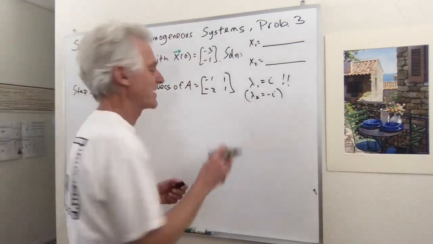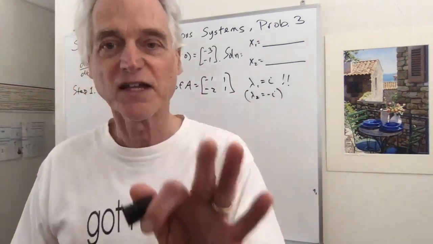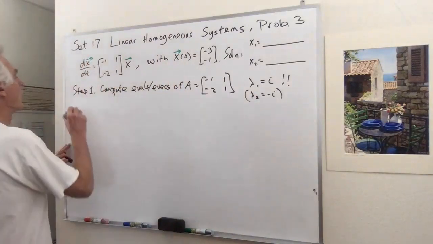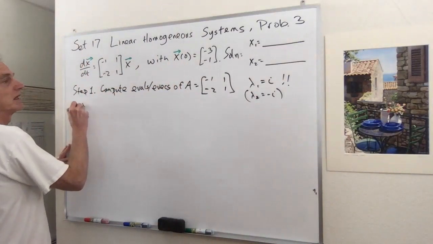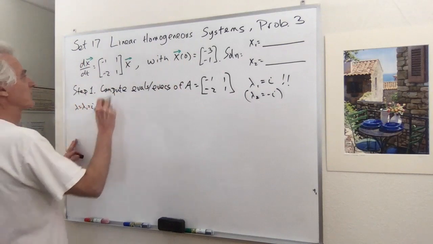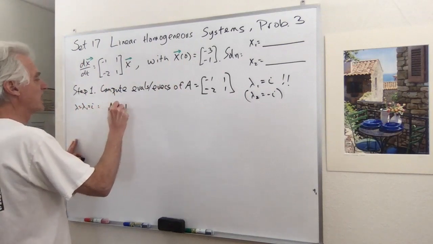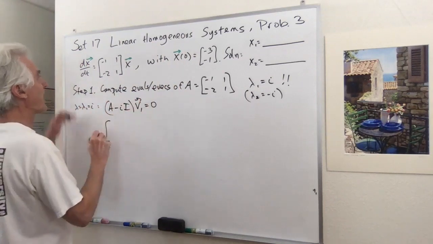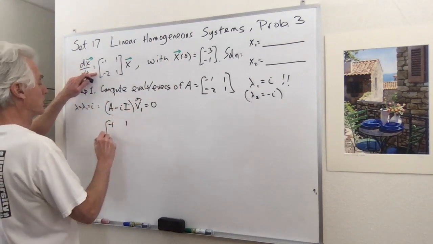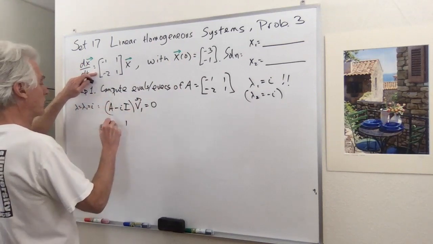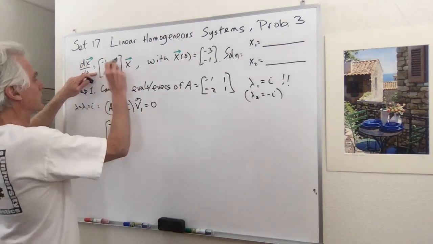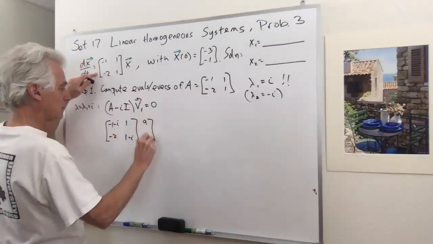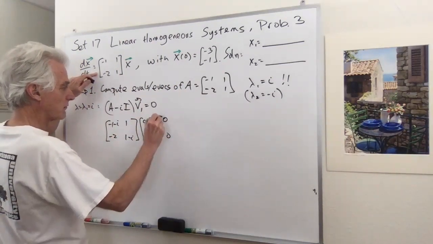That's the bad news, it's complex. The good news is we only have to find one eigenvector. We don't have to find both eigenvectors. For lambda 1 equals i, the eigenvector satisfies (A minus iI) v1 equals 0. And that becomes [-1 minus i, 1; -2, 1 minus i] times [a, b] equals [0, 0].